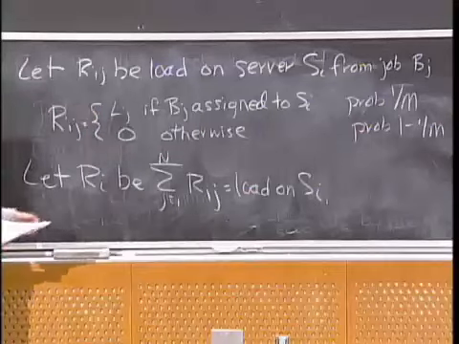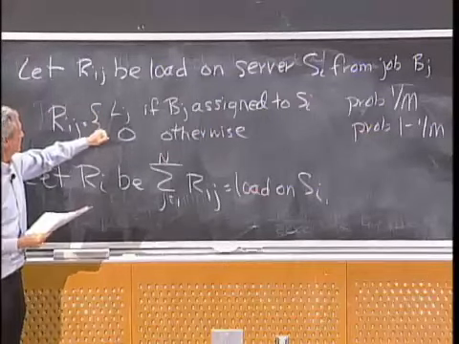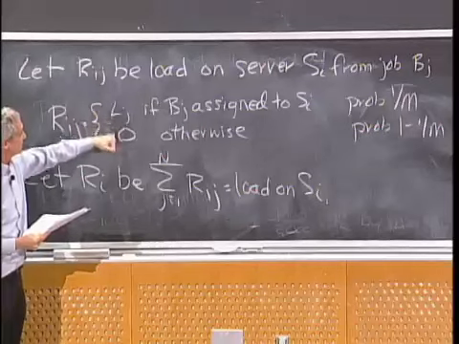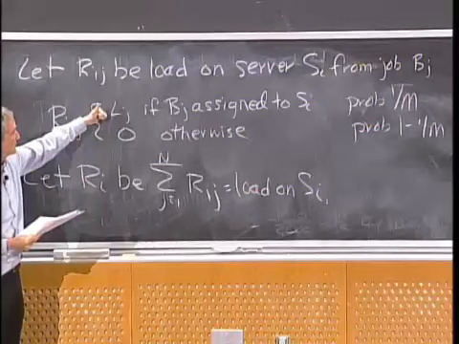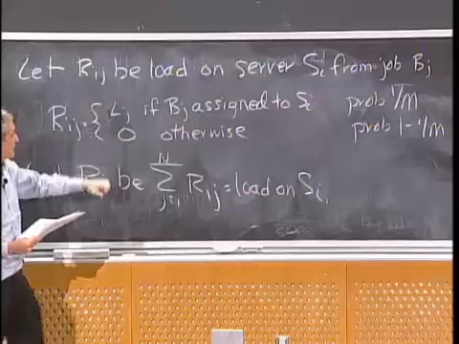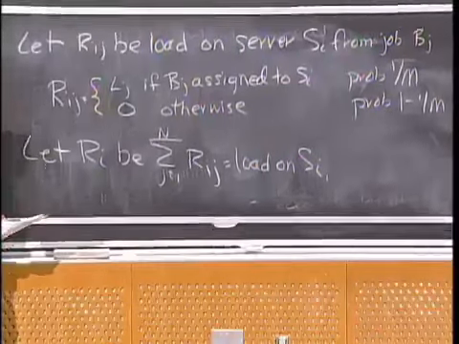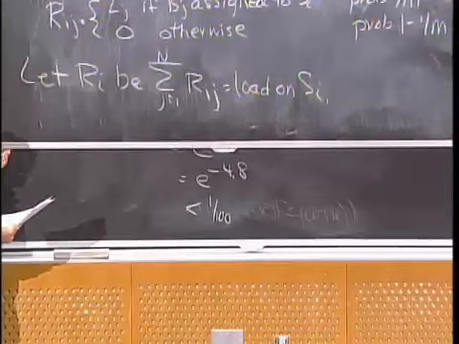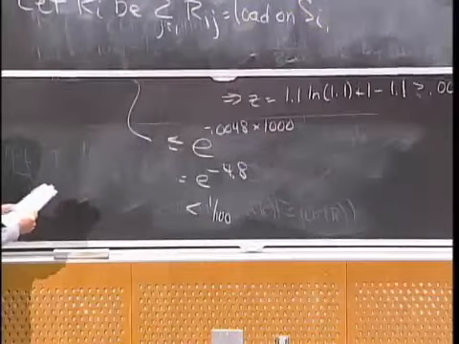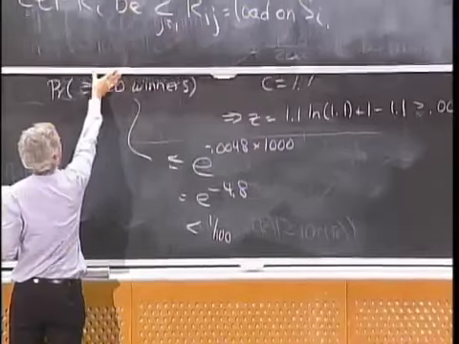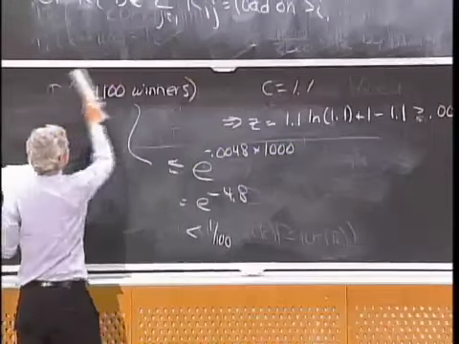All right, so we've got these indicator random variables, not 0, 1. There's 0 and whatever this load happens to be for the jth job, at most 1. And we sum up the value for the contribution to Si over all the jobs. So now we compute the expected value of Ri, the expected load on the ith server.